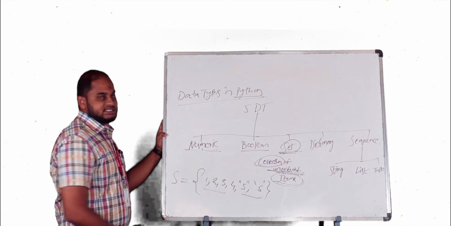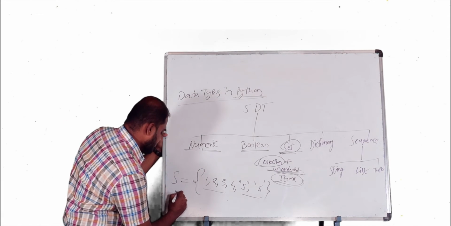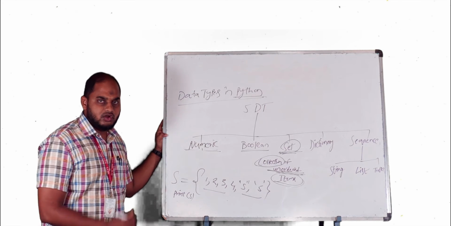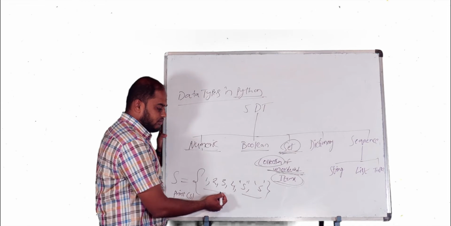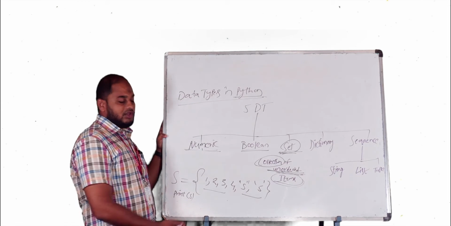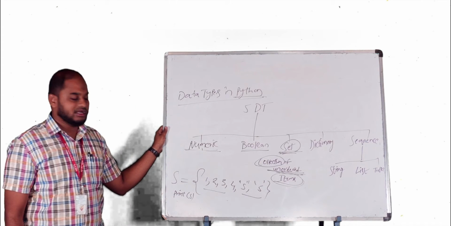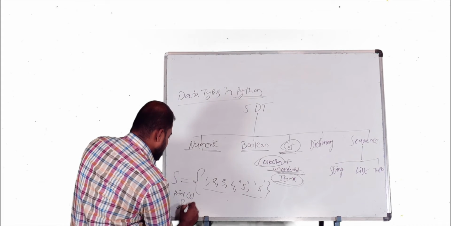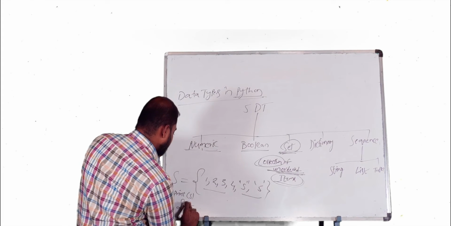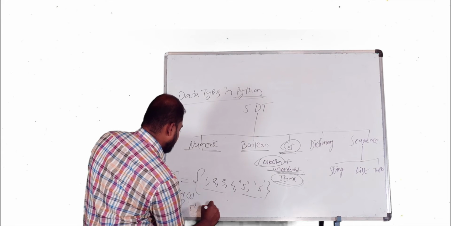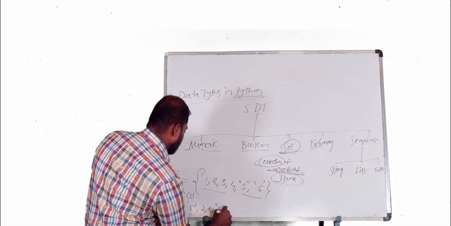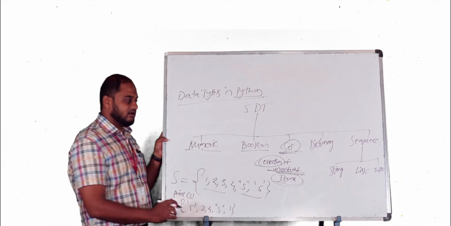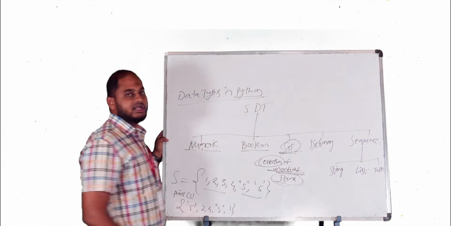When you print this set, print of s, what output are you expecting? You are expecting the same output, 1 2 3 4 s 5. But when you print this, the interpreter will not follow this linear way and it will print in unordered form. So you'll get the output as, for example, 5, then 2, 4, then s, and then 1. This is how the elements will be printed. That's why set is called a collection of unordered items.